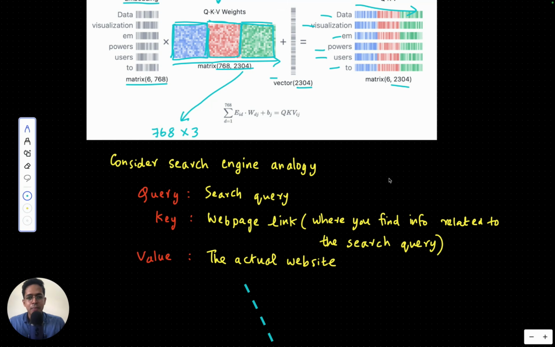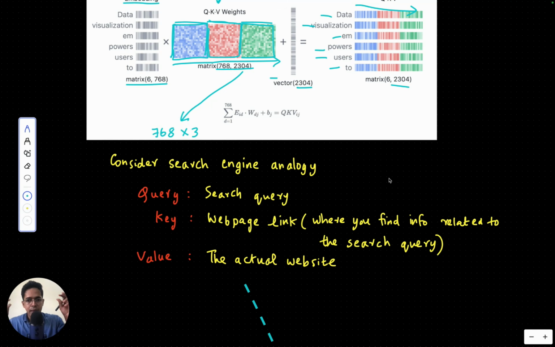Let's say you are searching for something on Google. Your search query can be considered analogous to the query within this context. Search query means, let's say I'm searching for a video of a match between Novak Djokovic and Roger Federer. That's my search query. Then key is basically the web page link. So there are a bunch of web page links that will show up when I search something like this on Google. Maybe the top link is that of YouTube, right? And when I click that link, I'm taken to YouTube. So that web page link is the key.